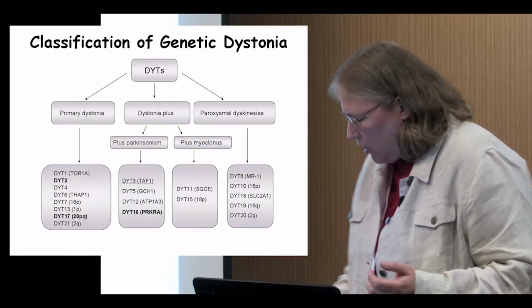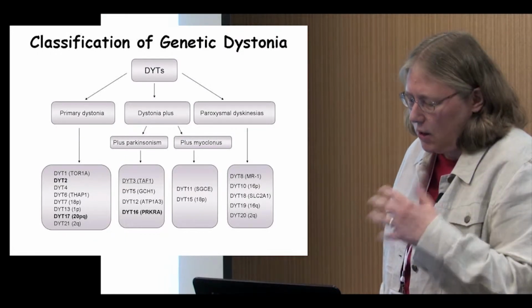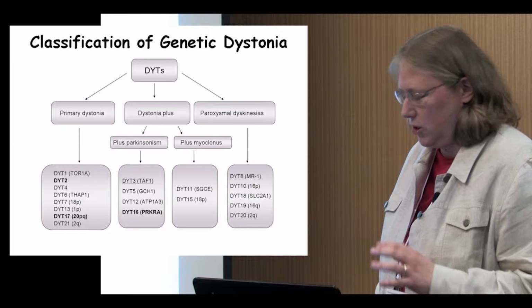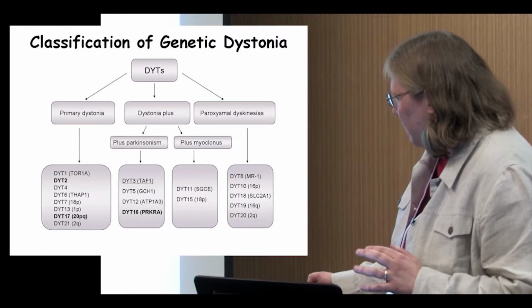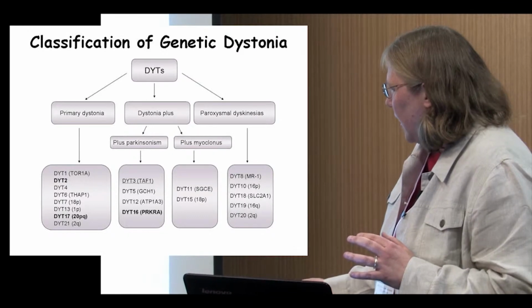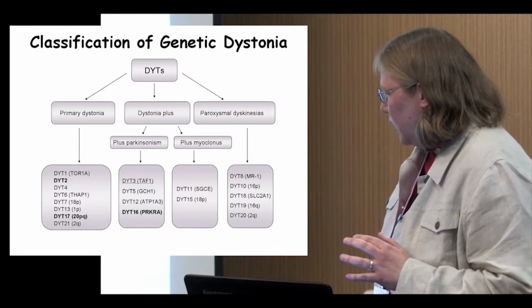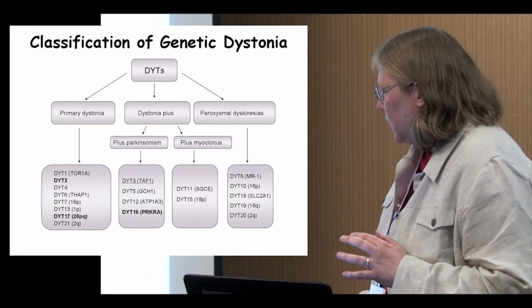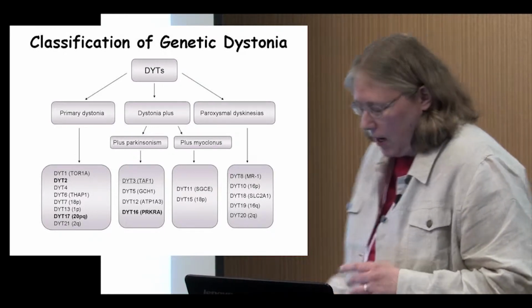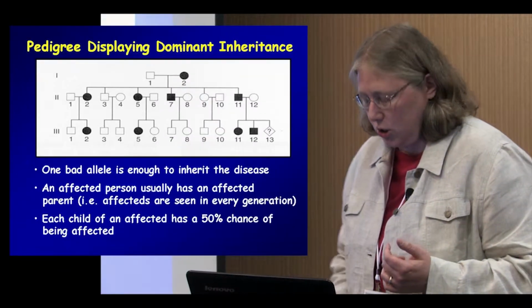And the other thing that I want to tell you about this classification is that it's really a mixture of all different kinds of disorders. So up here we have primary dystonias, dystonia plus, and paroxysmal dyskinesias. Because focal dystonias fall into primary dystonias, I'm going to focus on primary dystonias. I'm going to tell you a little bit about THAP1, and then we'll go into focal dystonias, for which we have no real genes yet.